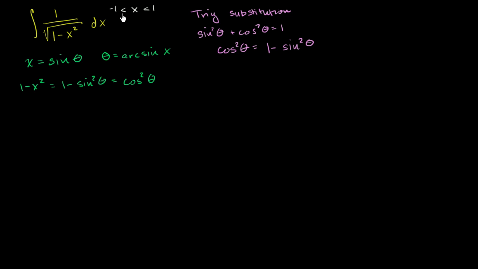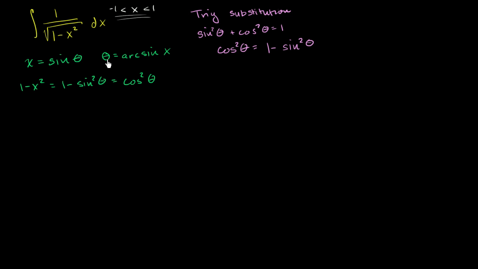In order to evaluate the radical, we could have greater than or equal or less than or equal. But if x were equal to 1 or negative 1, the denominator right over here would be 0, the square root of 0 is 0, and you would have 1 over 0. So the domain for this entire expression is this right over here. So it's completely fine. We're actually not limiting the domain by saying x is equal to sine of theta.